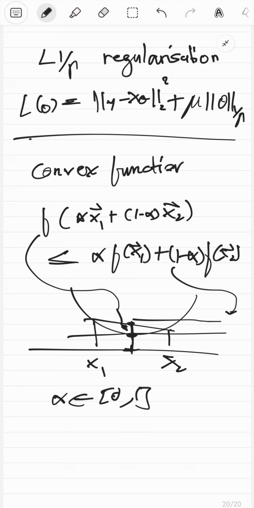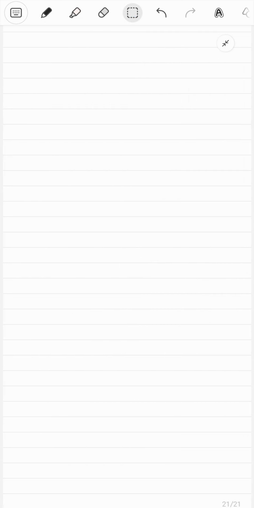From this, it's actually not that hard to show that, for a single variable convex function, this is equivalent to saying that f double dash of x is bigger than 0. But whatever, I'll leave that to you. Next.